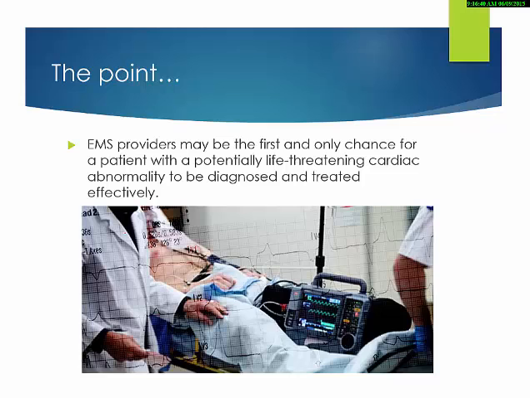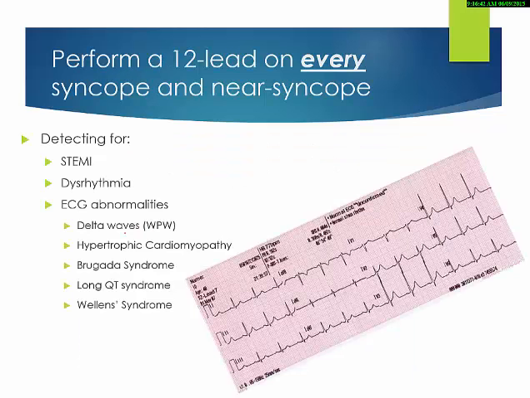So what's the word? 12-lead ECG on every syncope and near syncope. And we're looking for a couple things. We all know how to look for the STEMIs, so we know to look for ST elevations, and STEMIs are something that gets beat into us pretty good. We all know our dysrhythmias, the things that can go fast or slow that make us pass out. Today we're going to talk a little more about ECG abnormalities, and there's 5 that I'm going to go over.